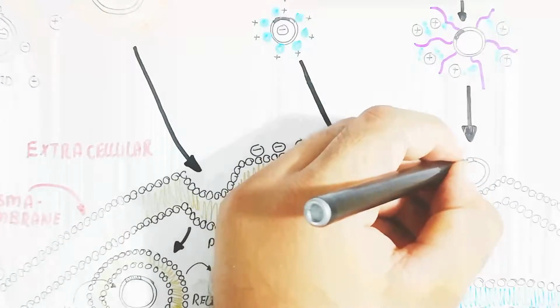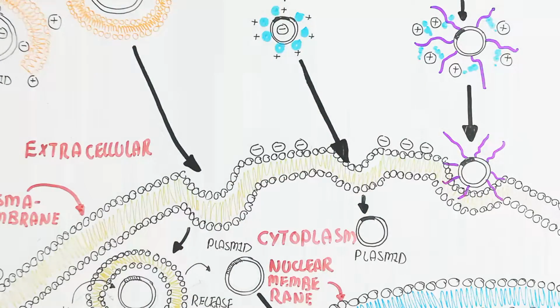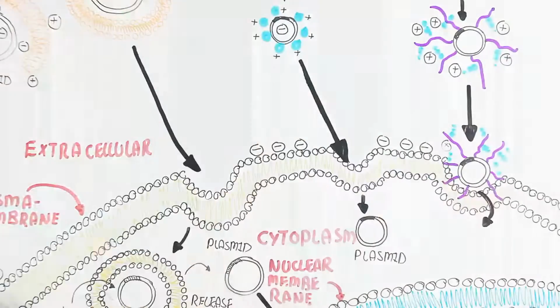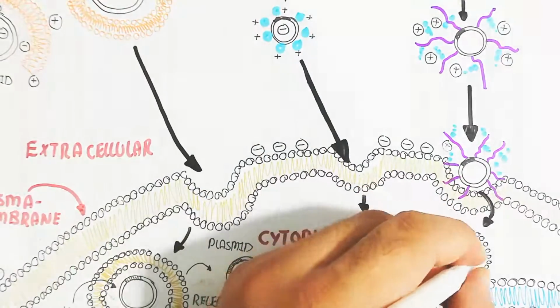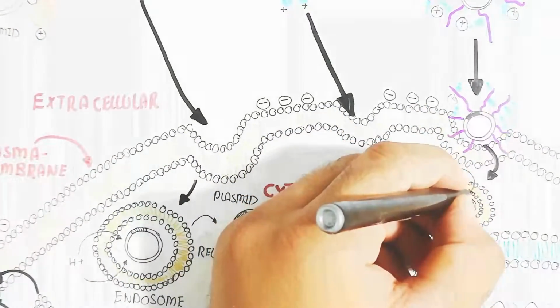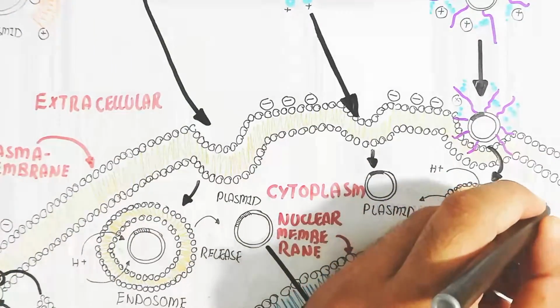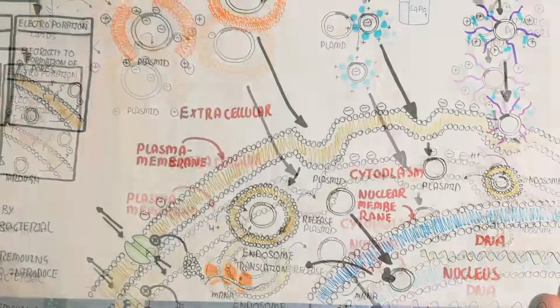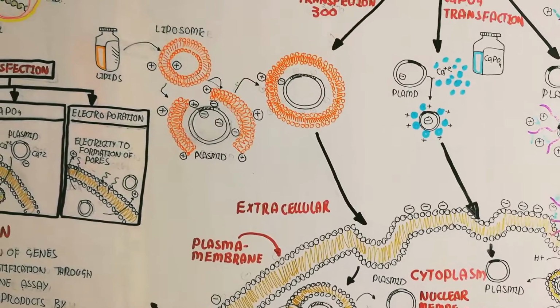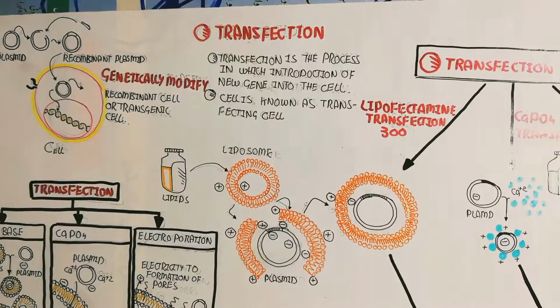So remember, transfection is very important for recombination of genes, disease identification through reporter gene assay, biological products by recombination of bacterial plasmid, and gene therapy by removing a defective gene to introduce the gene of interest. So that is a lot of applications. Remember, a transfecting cell means the cell involved in transfection. So transfection is the introduction of a foreign gene. Thanks for watching.